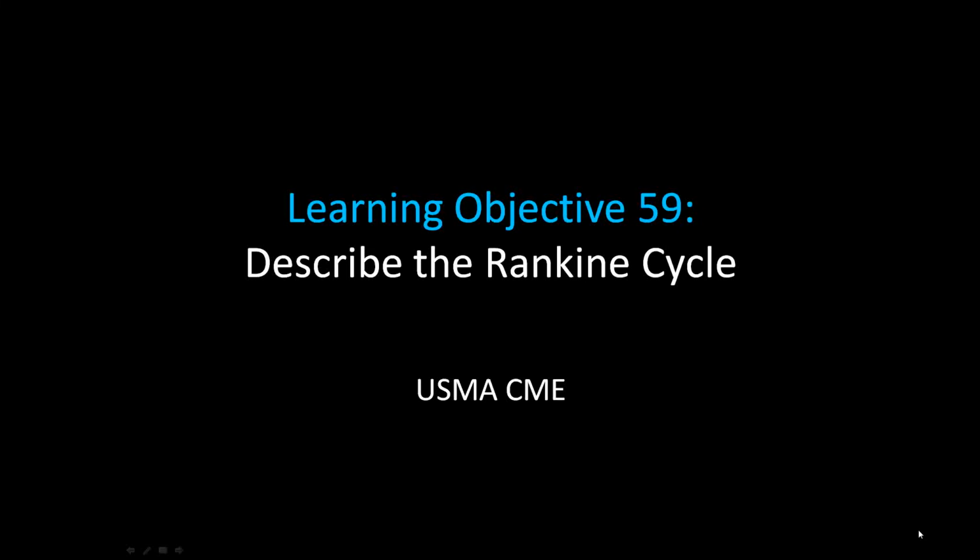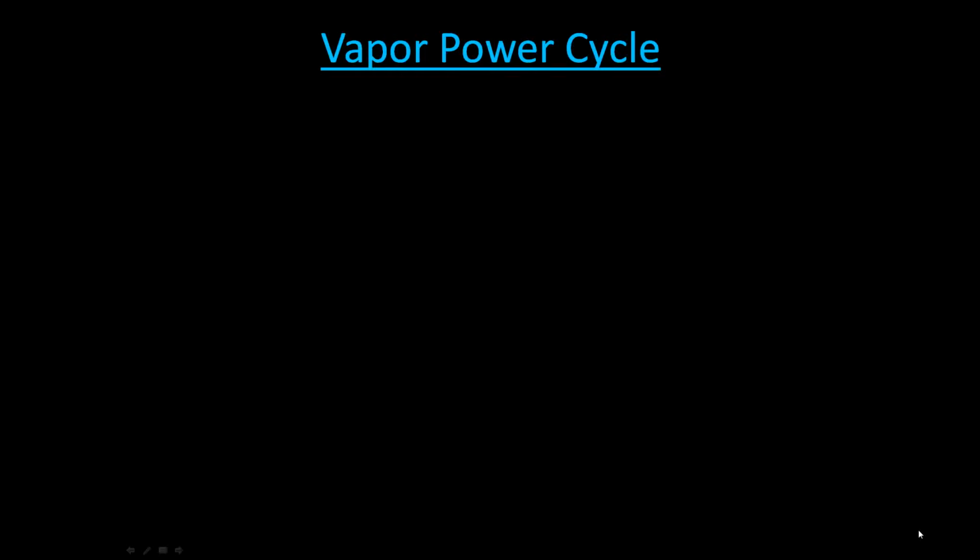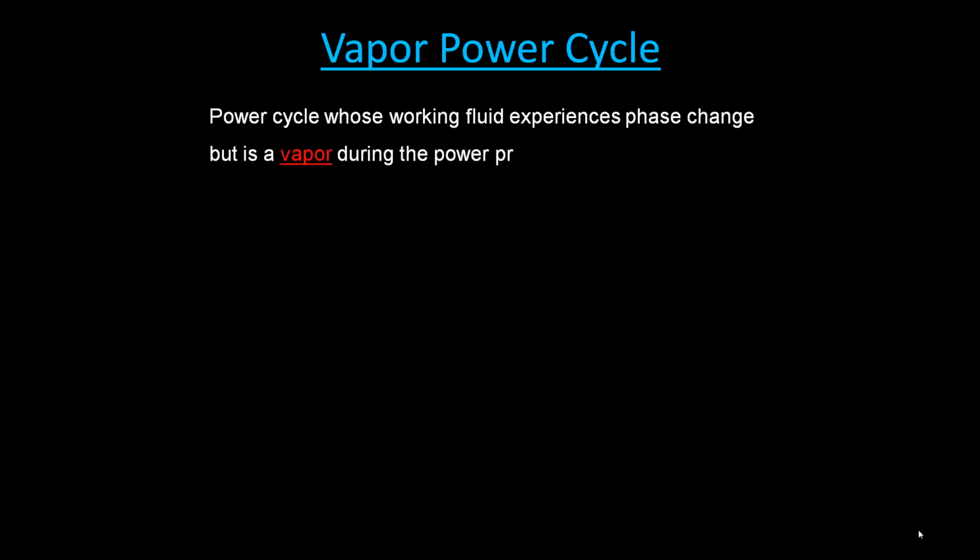In this video, we'll describe the Rankine cycle. Now, the Rankine cycle is a specific type of vapor power cycle. A vapor power cycle is a power cycle whose working fluid experiences phase change, but is a vapor during the power production process.